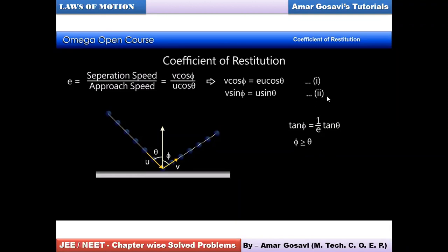Now when I divide equation 2 by 1, you can see V will get cancelled. Sine phi upon cos phi would be tan phi. Here also on right hand side you can see U and this U will get cancelled. Sine theta upon cos theta will be tan theta, and 1 upon E remains as it is over here. So this equation helps us understanding that phi has to be greater than or equal to theta. It can never be less than theta for this equation to be followed. So this was the analysis regarding the inclined collisions, you can say.